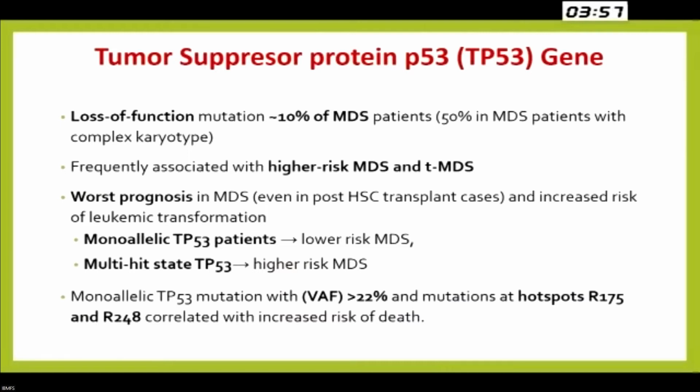One of the last genes that I'm going to describe is the TP53 gene mutation. This is a loss of function mutation seen in about 10% of the patients, and it is worse prognosis than other MDS, even in post-HSCT patients. An increased risk of leukemic transformation is there if TP53 is mutated. And a monoallelic TP53 mutation could be seen where you'll have a variant allele frequency of more than 22%. And the hotspots are R175 and R248, which correlate with increased risk of evolution to acute myeloid leukemia.